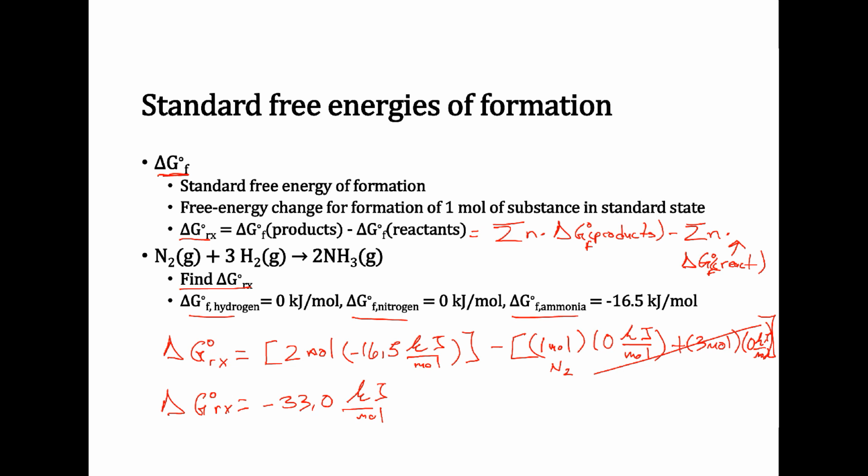This is our answer for this reaction, which is exactly what we got using the previous method, where we use delta G is equal to delta H minus T delta S. There's a couple of different ways you can find the free energy for a reaction under standard conditions.